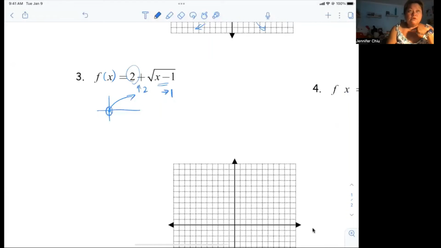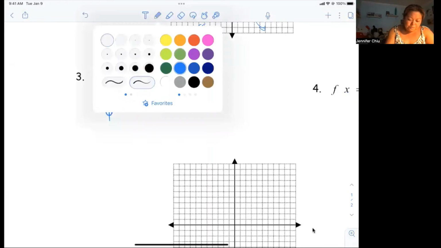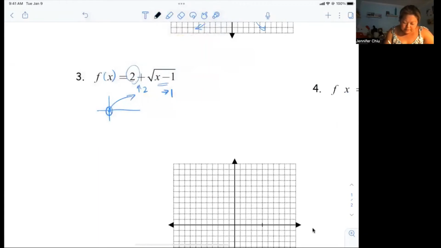So this original point is now going to, instead of being at 0, 0, it's going to be at 1, 2. Again, I still count my 5s, so it's a little bit easier to see my scale. Okay. And then my point is going to be 1, 2.